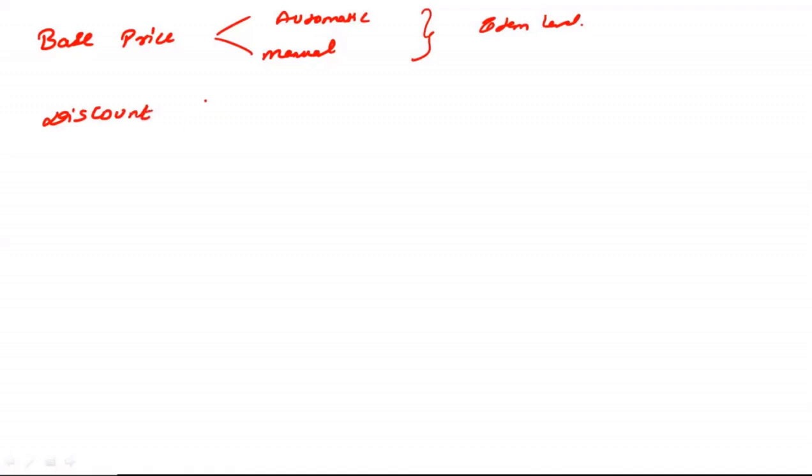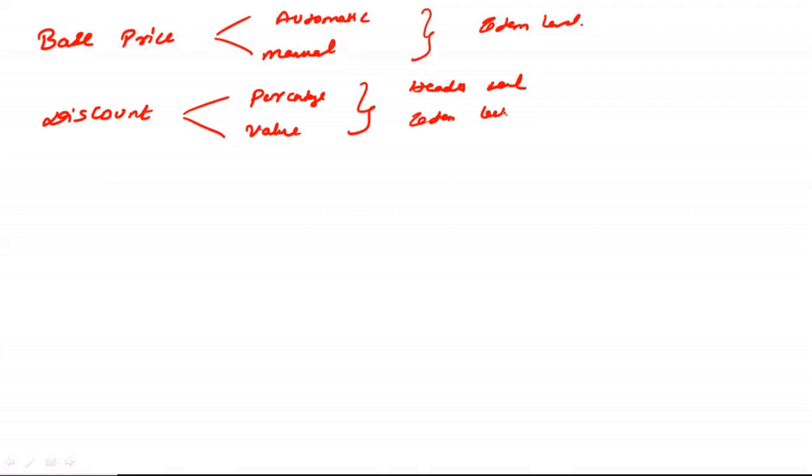As we discussed, there are two types of discounts. One is percentage, one is value, and these are going to be at header level and the item level. Either you can use a discount on a particular item, or you can use the total value of the PO, which is coming in the header.